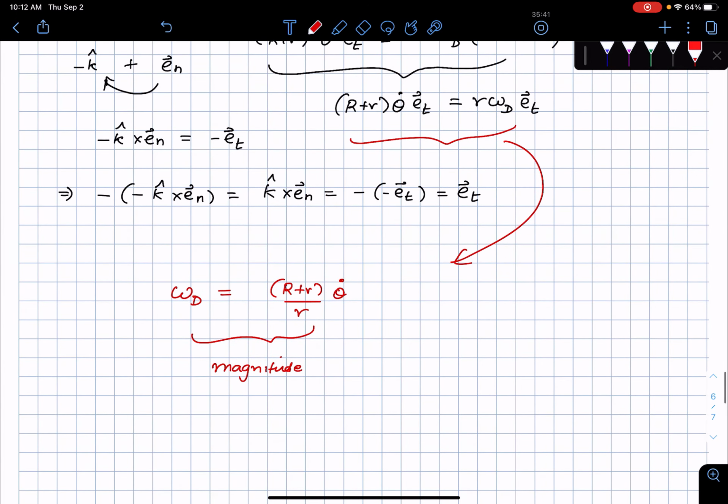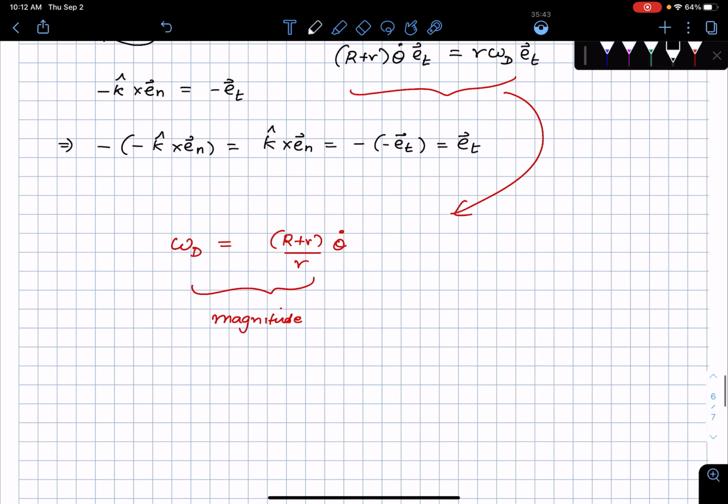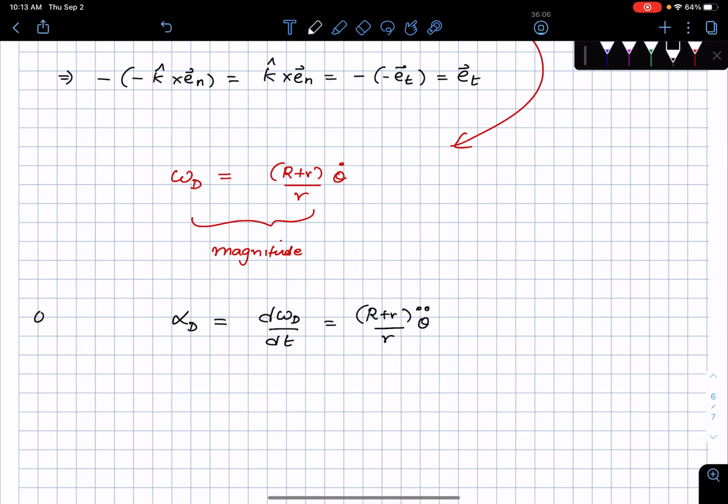Now there is a quicker way to get alpha of the disk, because omega of the disk is written as a function of time. Alpha of the disk, I can say, is going to be d omega of the disk by dt. So this is just going to be R plus r divided by r times theta double dot. This is just a differentiation of theta dot, so that's theta double dot. The radii are all constant. This is one way of doing it.